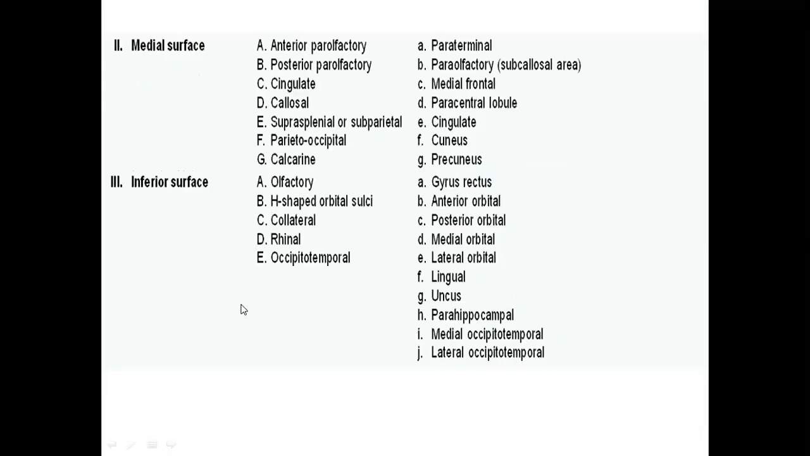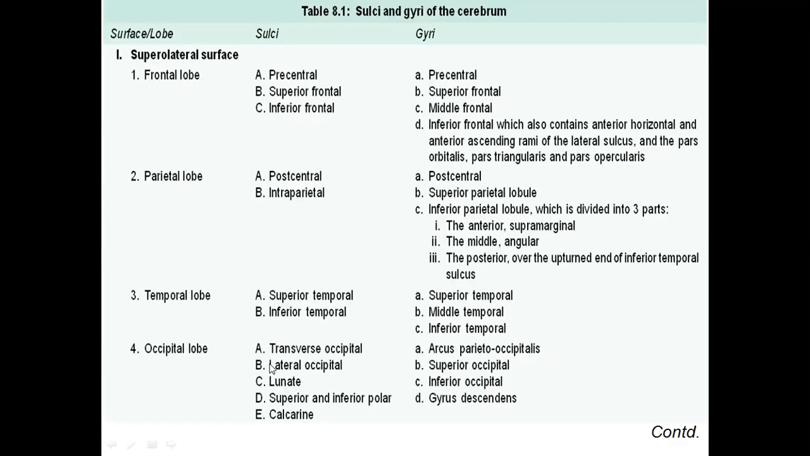Okay. So let us see what are the various sulci and gyri here. In the occipital lobe, we have transverse occipital sulcus. Then we have lateral occipital sulcus, lunate sulcus, superior and inferior polar sulci, and calcarine sulcus. So related to these sulci, we have gyri like arcus parieto-occipitalis, superior occipital gyrus, inferior occipital gyrus, and gyrus descendens.